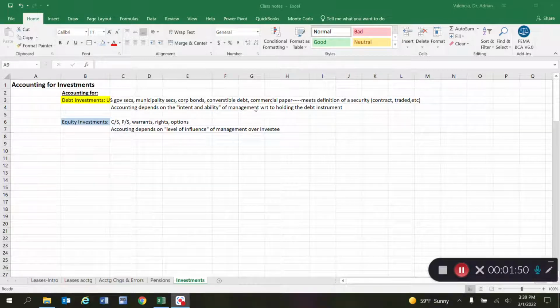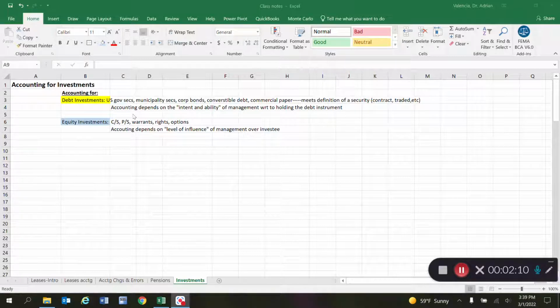So when a company invests in these debt instruments, the accounting for it depends on the intent and ability of management with respect to holding that debt instrument. So in a minute here, I'll show you in more detail what that means. But for now, let's just think about this. Debt investments, the valuation for them depends on the intent and ability of management.